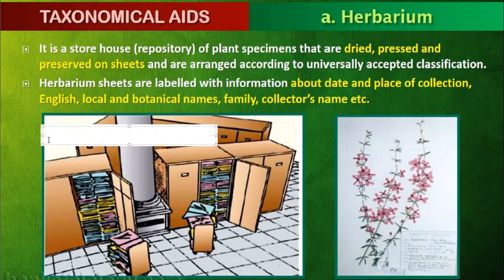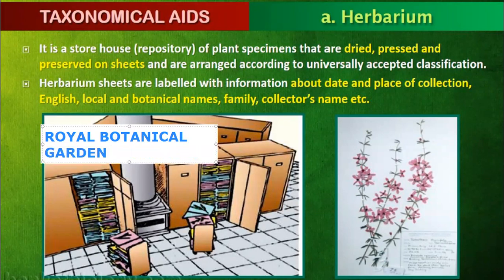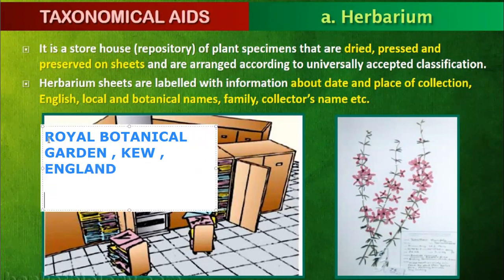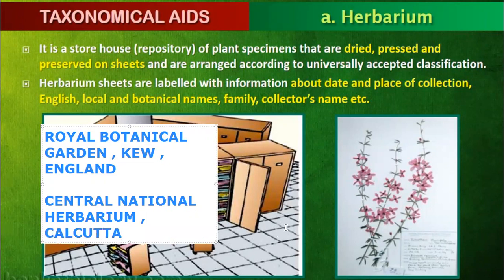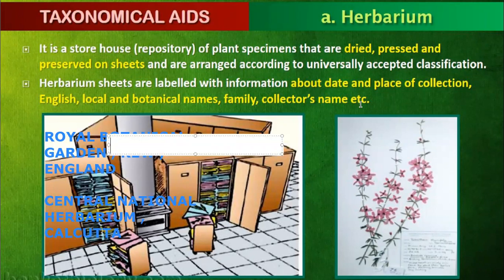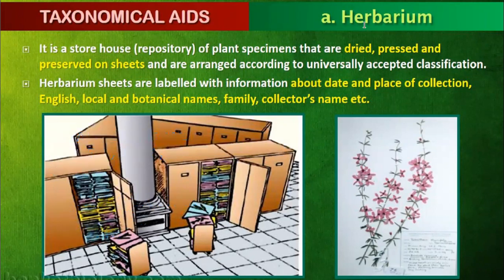Okay. Please look at the list of herbaria. First one: the Royal Botanical Garden at Kew. Where is it? In England. Next, the Central National Herbarium. Where is it located? At Calcutta. All these are respective herbariums. Is that clear for you? Royal Botanical Garden at Kew in England, Central National Herbarium in Calcutta.